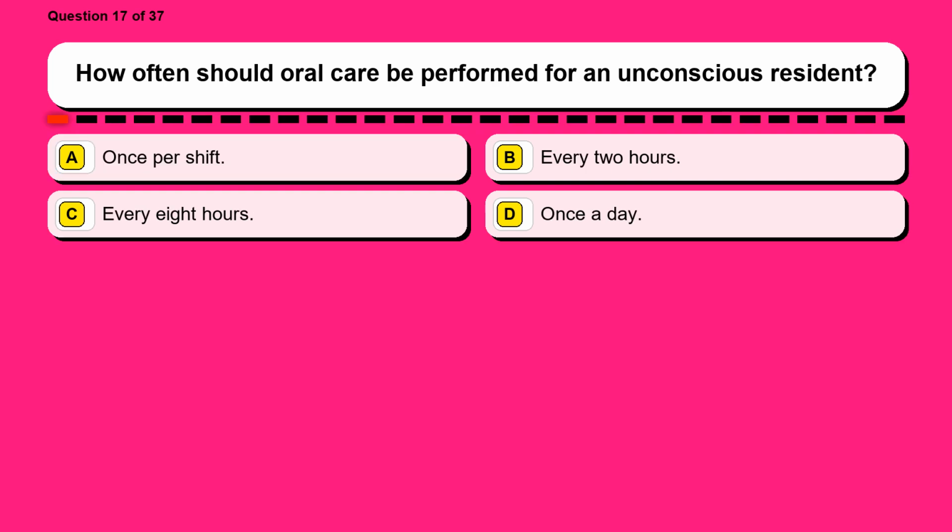Question 17. How often should oral care be performed for an unconscious resident? Option A, once per shift. Option B, every 2 hours. Option C, every 8 hours. Option D, once a day.